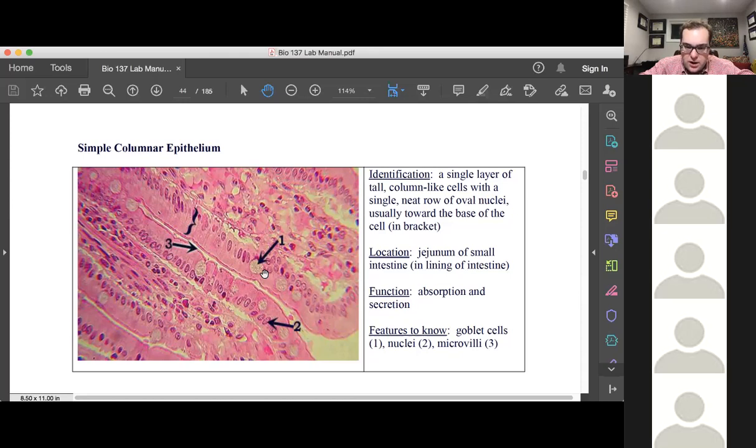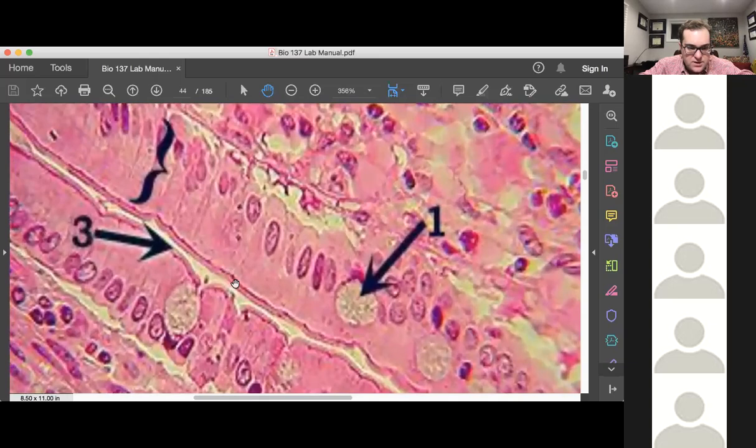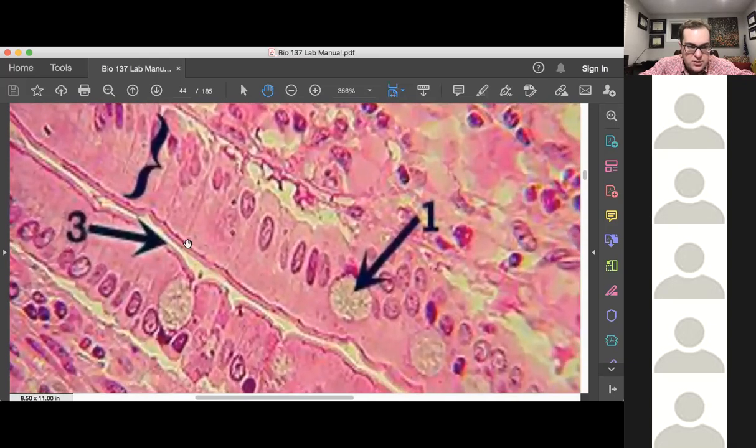You don't have to know it, but you do have to recognize what a goblet cell does. And then, of course, we have these oval-like shapes here inside the cells. Those are going to be your nucleus. Every cell is going to have a nucleus. And if you see this layer right here, this is your microvilli.